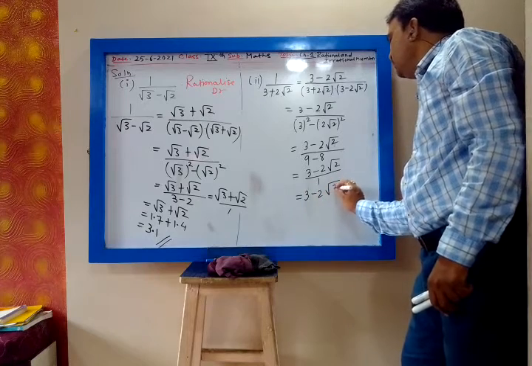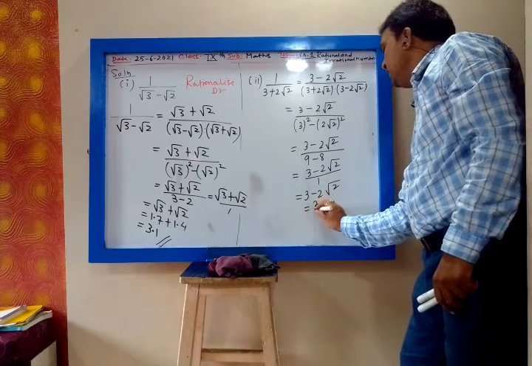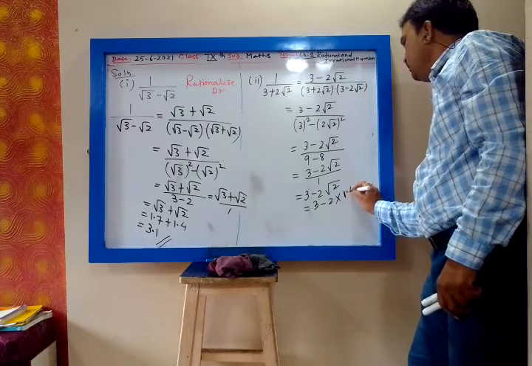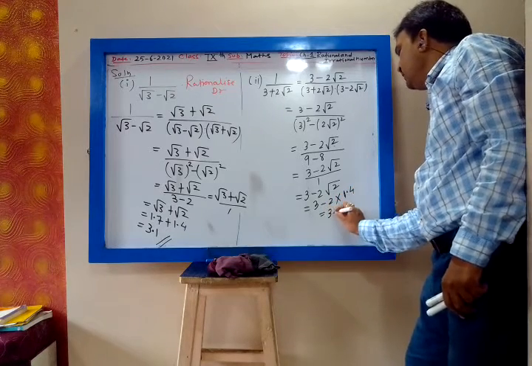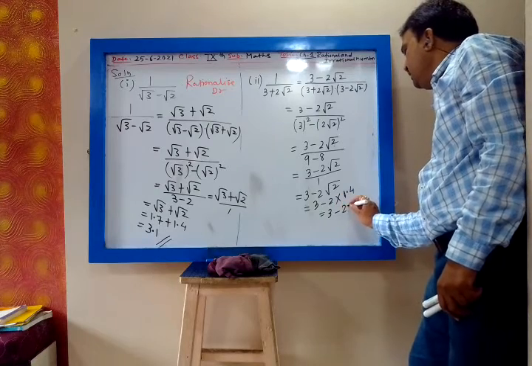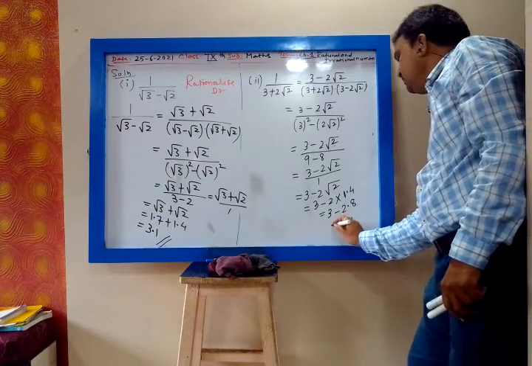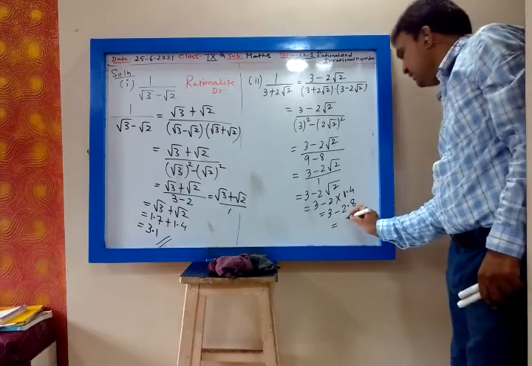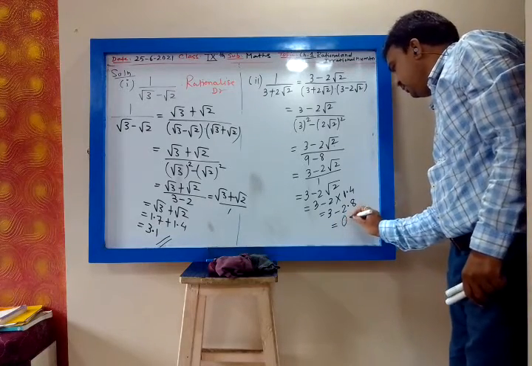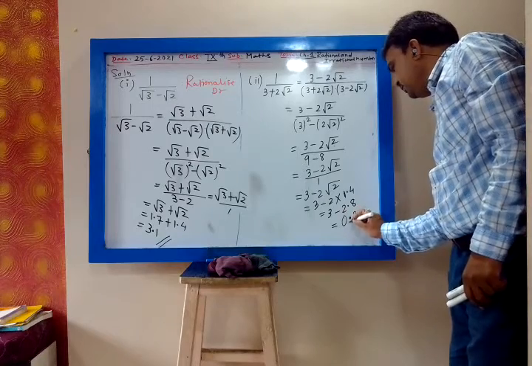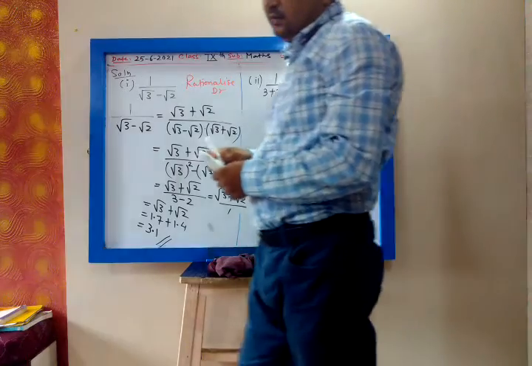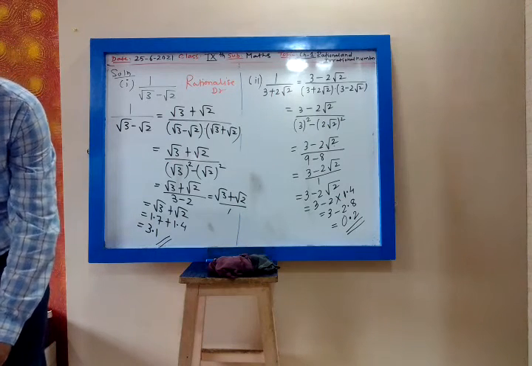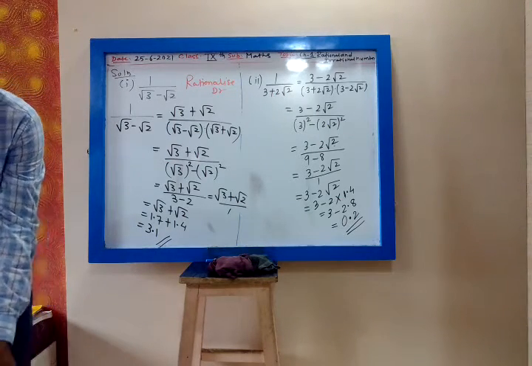You put the value of root 2 as 1.4, so 3 minus 2 into 1.4, that is 3 minus 2.8, and the answer will be 0.2. So do not directly substitute the value and simplify.